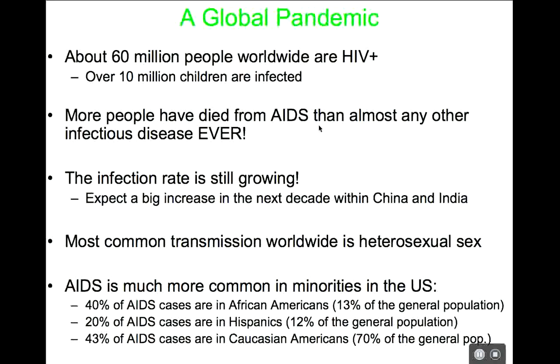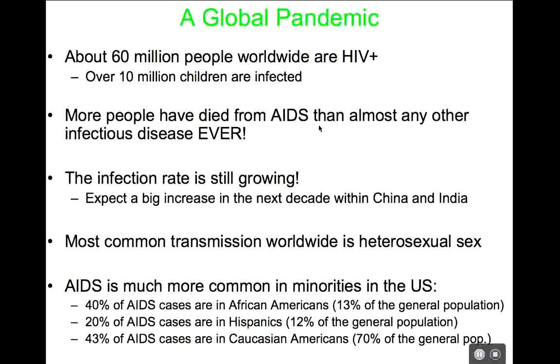20% of AIDS cases in the United States are found in Hispanic Americans, while Hispanic Americans make up about 12% of the general population. Again, a huge disparity. 43% of AIDS cases are in Caucasian Americans, while Caucasian Americans make up 70% of the general population. In other words, we're seeing a huge disparity between minority Americans, particularly African Americans and Hispanic Americans, in comparison to Caucasians.